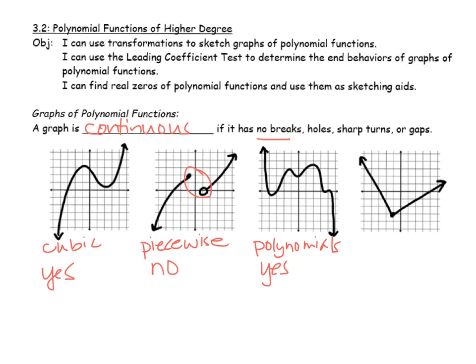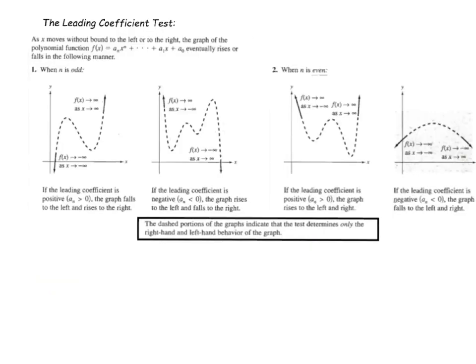And then last but not least, this last graph would also be a piecewise. It looks like it could maybe be an absolute value, but from left to right, it isn't stretching the same amount. Therefore, it does look like it's considered piecewise. And this location right here, where it goes from decreasing to increasing, would be considered a sharp turn. Therefore, it is not continuous.